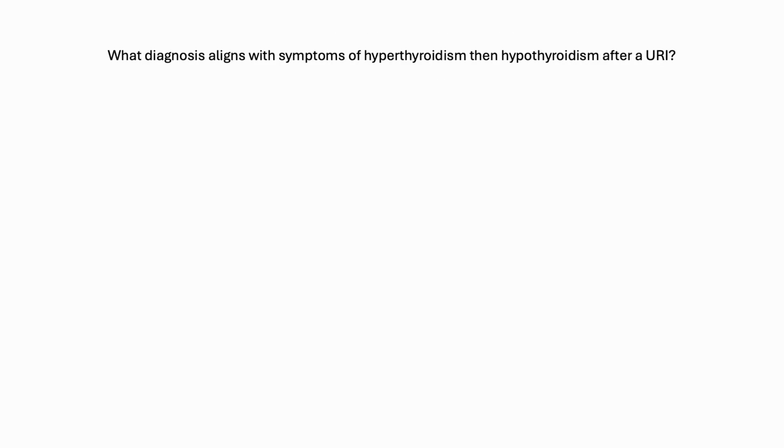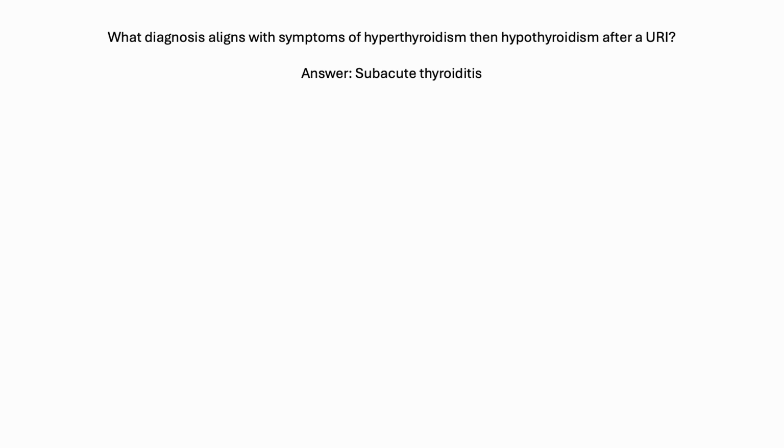What diagnosis aligns with symptoms of hyperthyroidism, then hypothyroidism after URI? So if they're going from hyper to hypo, this is subacute thyroiditis.